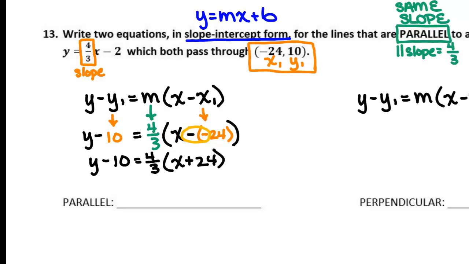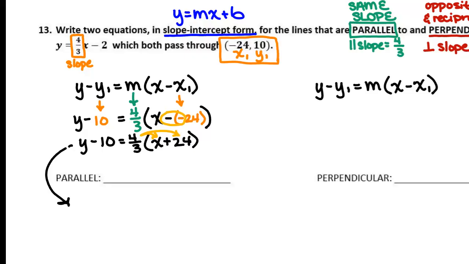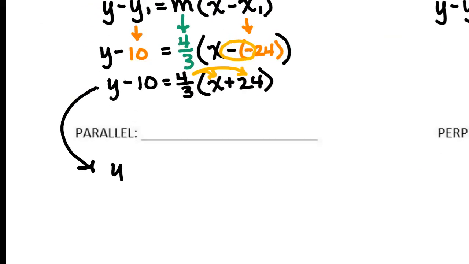Is that in y equals mx plus b form? No. Y equals mx plus b has no parentheses. So I'm going to need to get rid of the parentheses. How do I do that here? Distribute, yes. We're going to distribute the 4/3 inside the parentheses. That means I'm going to bring my work down here because I'm running out of room. So I have y minus 10 equals 4 over 3x plus, what is 4 over 3 times 24? 32.